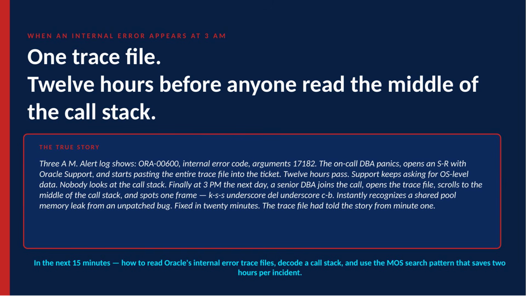Support keeps asking for OS-level data. Everyone runs OS Watcher, everyone checks CPU. Nobody reads the middle of the call stack. Finally, at 3 p.m. the next day, a senior DBA joins the call, opens the trace file, scrolls to section 4, the call stack, and spots one frame: KSS_del_CB. Instantly recognizes a shared pool memory leak. Fixed in 20 minutes. The trace file had told the story from minute 1.